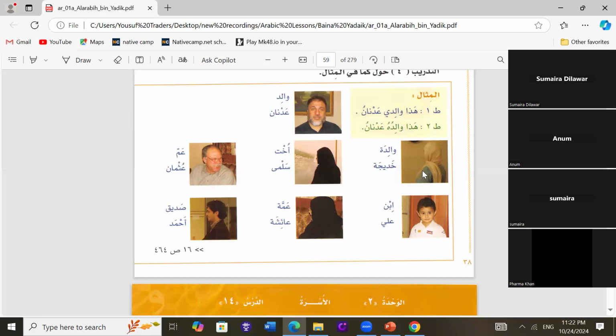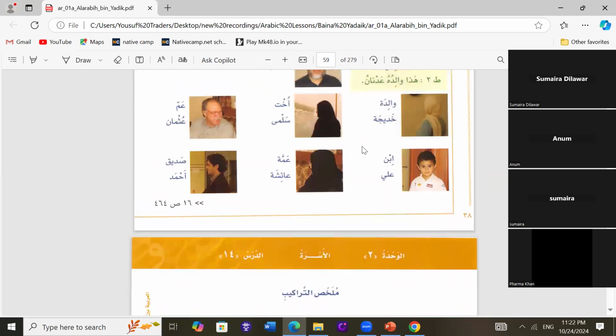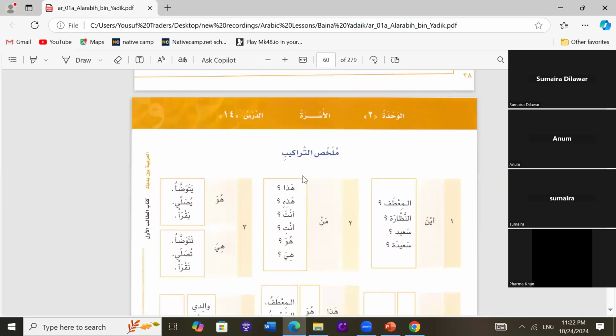We have to remind ourselves that for male, we use haza for "this is", and for "he is", we use huwa. And for female, we use hazihi for "this is", and for "she is", hiya. Okay, so I hope you guys will be able to do this exercise easily.